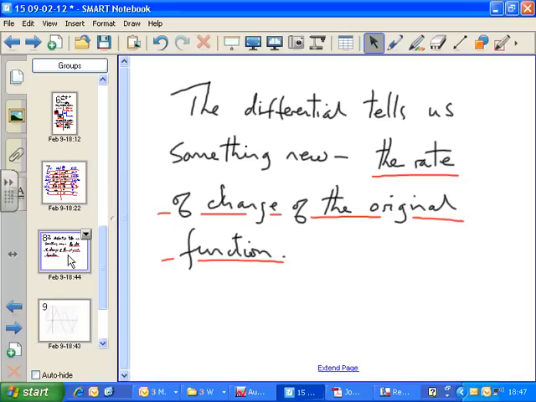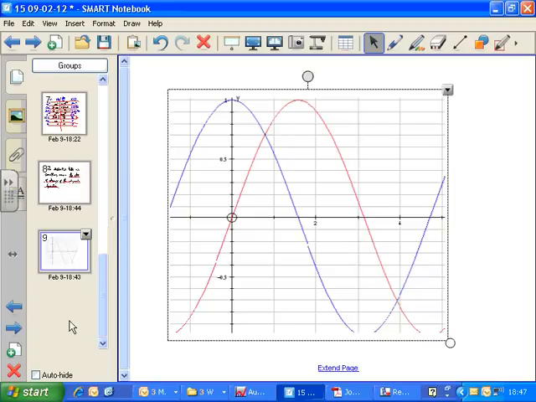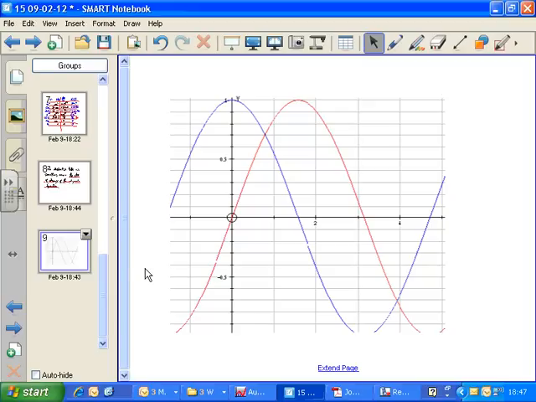Just on this idea of this new function telling us something about the original function, let's just look at the sine and the cosine functions. Don't bother to write this down, let's just have a look at them. They're here in the notes. The red function here is, I shouldn't tell you, you should be able to tell me, what sort of function is this red function, would you say? What does it look like?